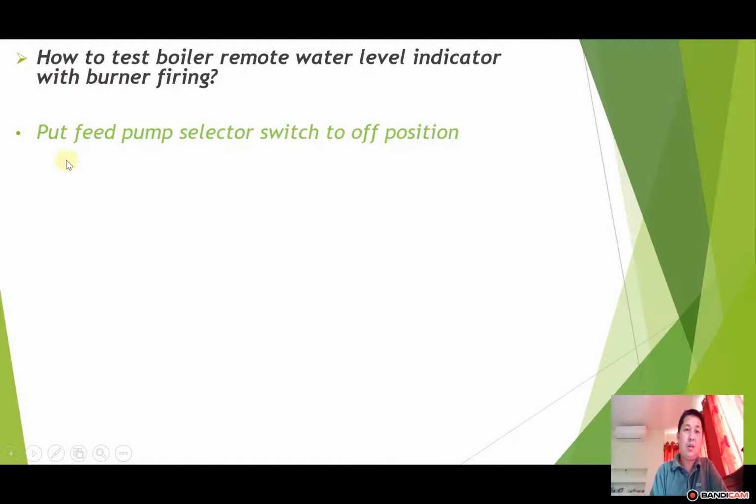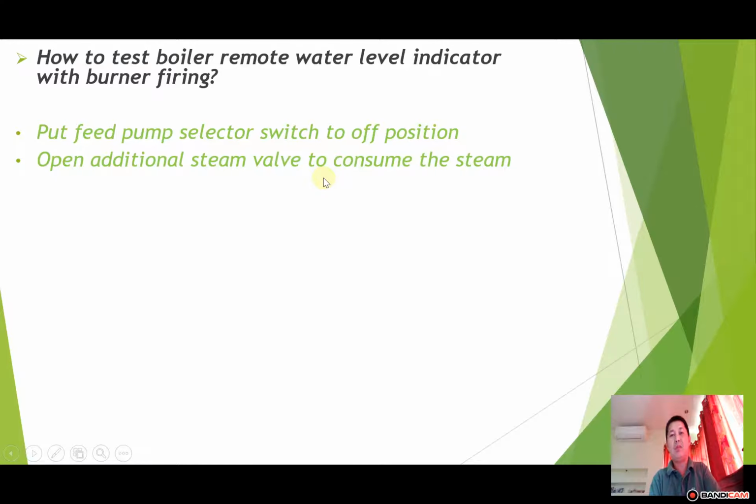So first, put the feed pump selector switch to the off position. At this time, this is equivalent to the pump interrupt switch, but here we use the feed pump selector switch. So they are equivalent. Second, open an additional steam valve to consume the steam. There are various valves for the consumers, and the engineers know where to open the valves. In order to consume more steam, that's why we have to open an additional steam valve.